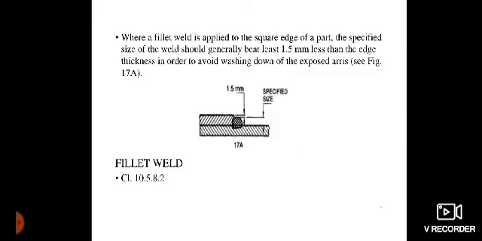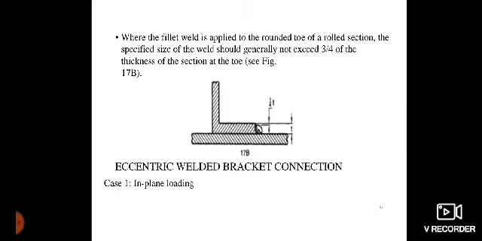Where a fillet weld is applied to a square edge of a part, the specified size of the weld should generally be at least 1.5 mm less than the edge thickness in order to avoid washing down of the exposed areas. Where the fillet weld is applied to the rounded toe of a rolled section, the specified size of the weld should generally not exceed 3/4 of the thickness of the section at the toe. Now see Figure 17b.